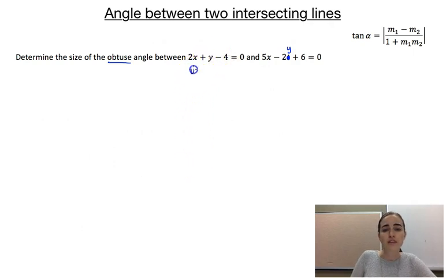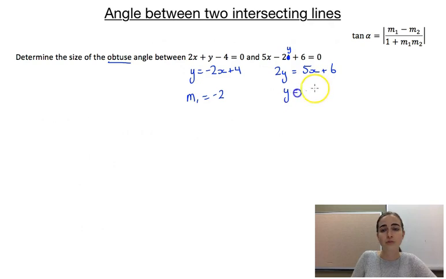So rearranging this, we'd have y equals minus 2x plus 4. So that means our m1 is equal to minus 2. Rearranging this one's going to be slightly more complicated, one extra step. So we could rearrange that to 2y equals 5x plus 6. And then we have to divide by 2. So we'd have y equals 5 over 2x plus 3. So dividing both of those terms by 2. So that means that our m2 is 5 over 2.